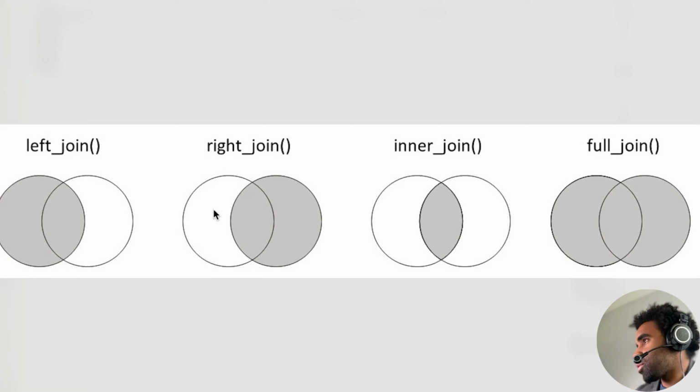And for those of you who remember learning sets in high school, this visualization may be useful for understanding the joins. So the left join is keeping everything in the left circle, right join is keeping everything in the right circle or right data frame. Inner join only keeps the records that are common to the two data frames, and full join will preserve everything.